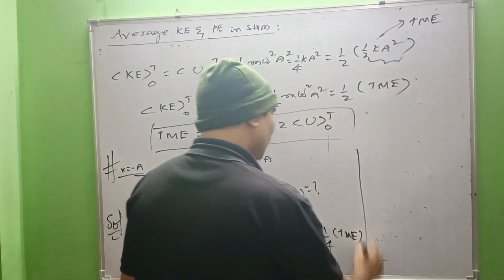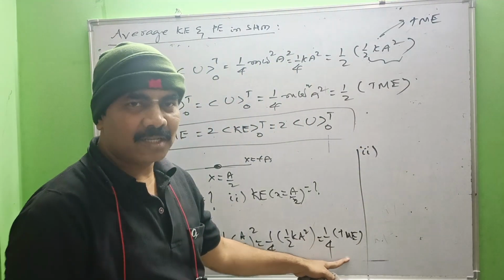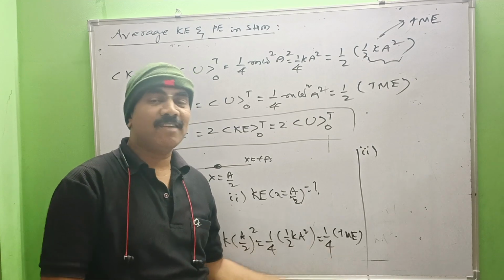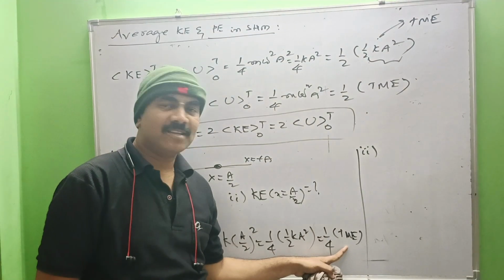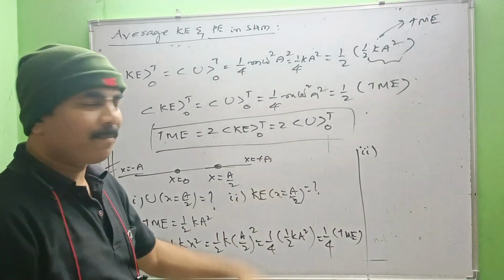In the same way, question number 2: if the potential energy is 1/4 of the total mechanical energy, what is the remaining amount? That is 3/4 of the total mechanical energy. That will be the kinetic energy carried by the particle.